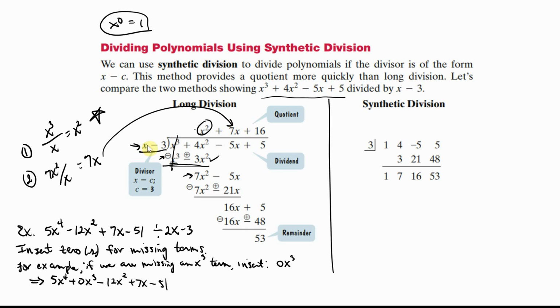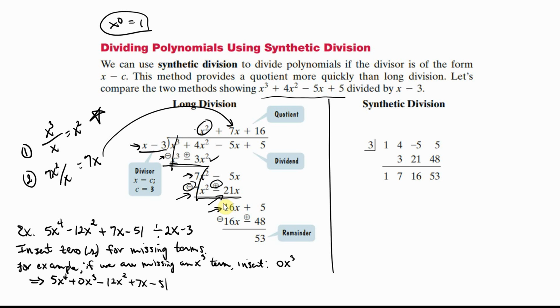7x times x minus 3 goes here. 7x times x is 7x squared. 7x times minus 3 is minus 21x. Draw your line, subtract. So we subtract, and since 21x is already negative, it becomes positive. Then we add the terms up and down, whatever the sign is. So 7x squared minus 7x squared cancels out. Minus 5x plus 21x is 16x.